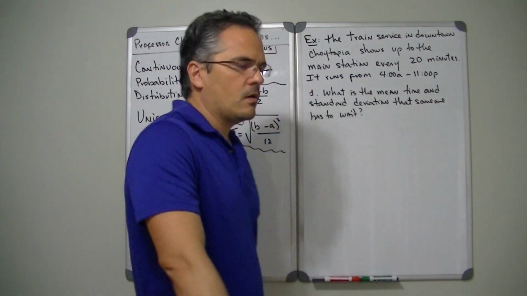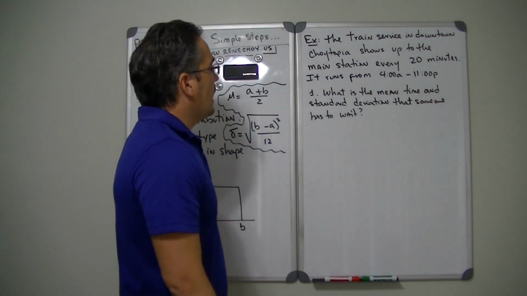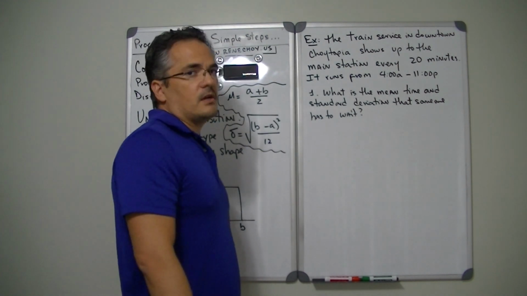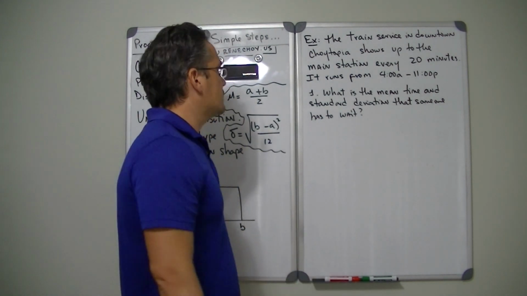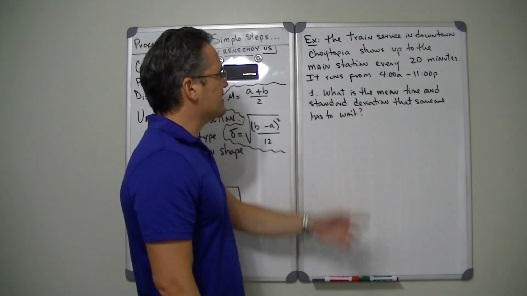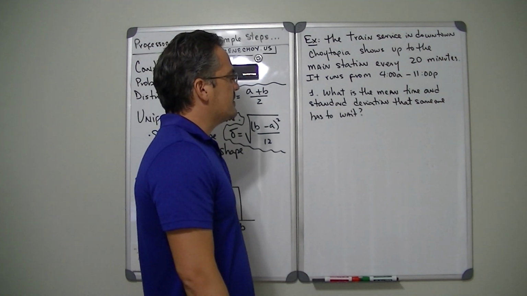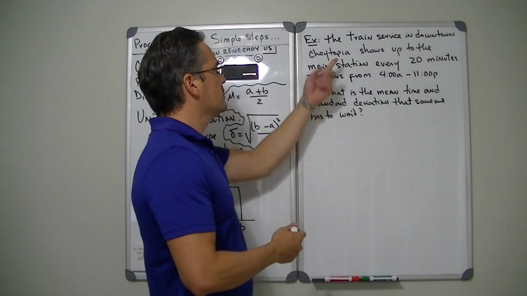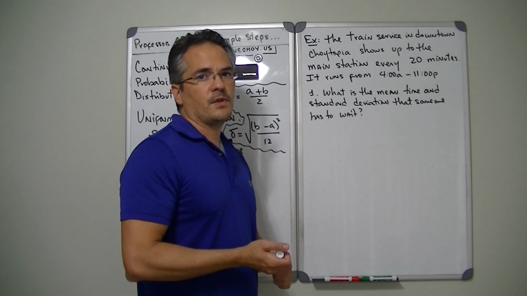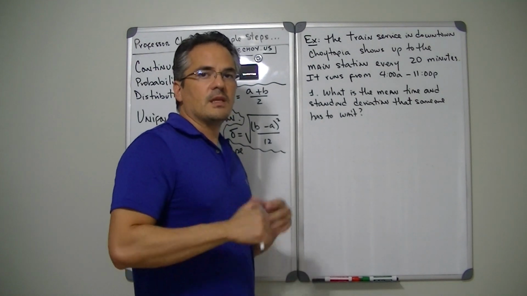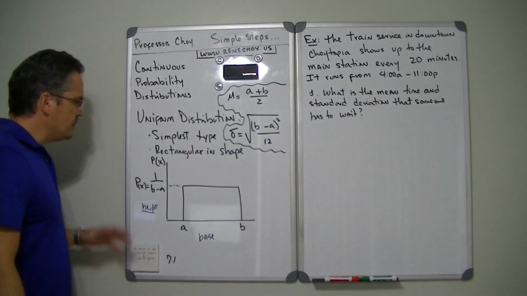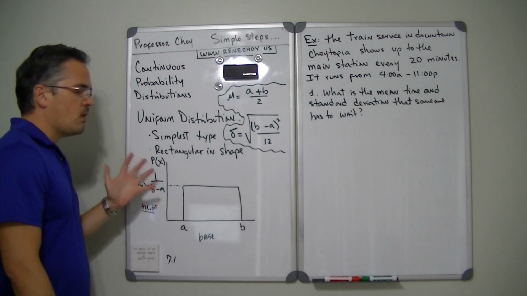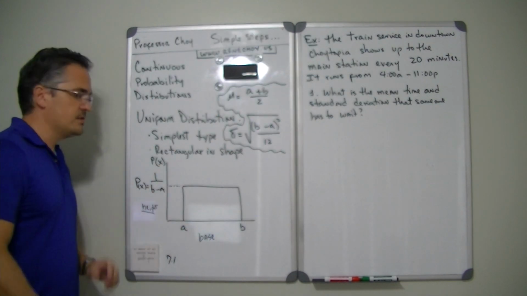So in this particular case, the train runs from 4 a.m. to 11 p.m. And believe it or not, for this particular example, it makes no difference. The question is asking us, what is the mean time and standard deviation that someone has to wait for this particular train to show up? Now again, to visualize this, the best way to do it is to use this information, draw one of these, and plug in that information in here.